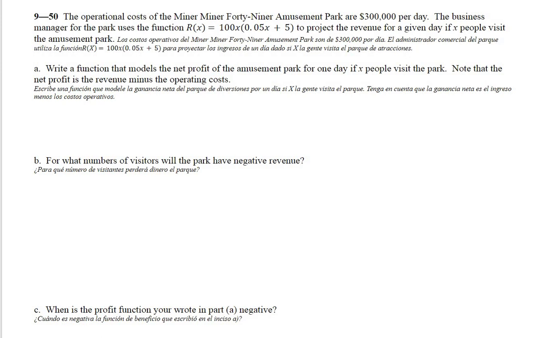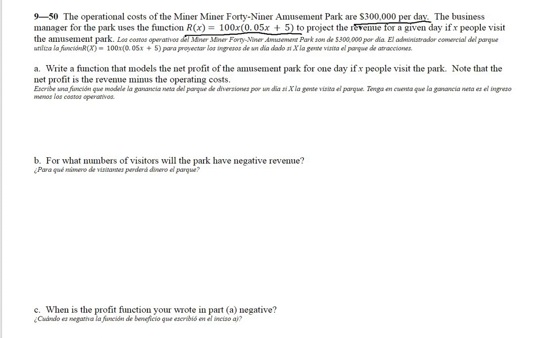Okay, problem 9-50 says, the operational costs of the Miner 49er amusement park are $300,000 per day. The manager for the park uses the function r of x equals 100x times 0.05x plus 5 to project the revenue for a given day if x people visit the amusement park.